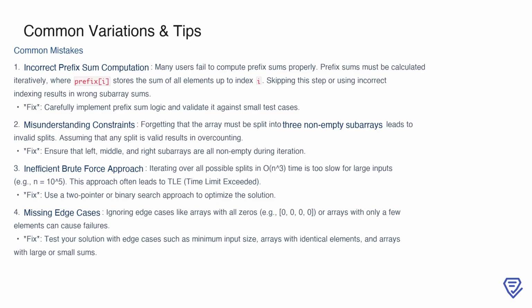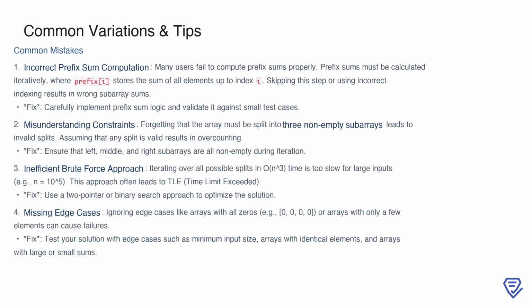Another common mistake is misunderstanding the constraints. The array must be split into 3 non-empty subarrays, so any split that violates this rule is invalid. Failing to enforce this constraint can lead to overcounting. Additionally, attempting a brute force approach is inefficient for large inputs since it has a time complexity of O(n^3). This approach will likely result in a time limit exceeded error for larger datasets. Instead, consider more efficient techniques like two-pointer or binary search methods.